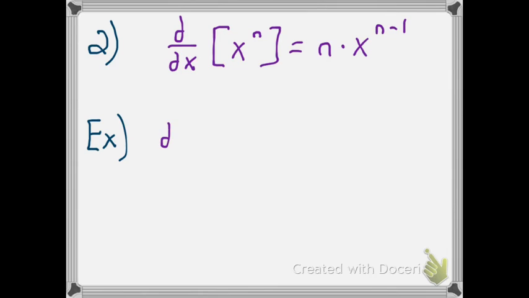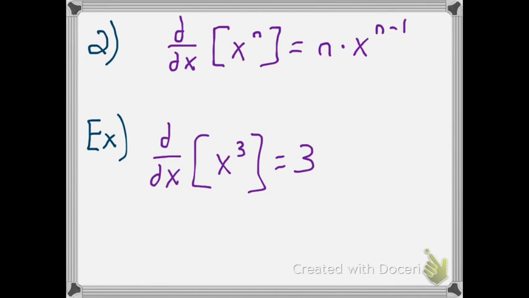An example of this would be, let's see, d dx. Let's say I have x cubed. So as we showed above, the exponent comes down in front as multiplication. So this is a 3. So 3 times x to the 3 minus 1, which can be simplified to say 3x squared.